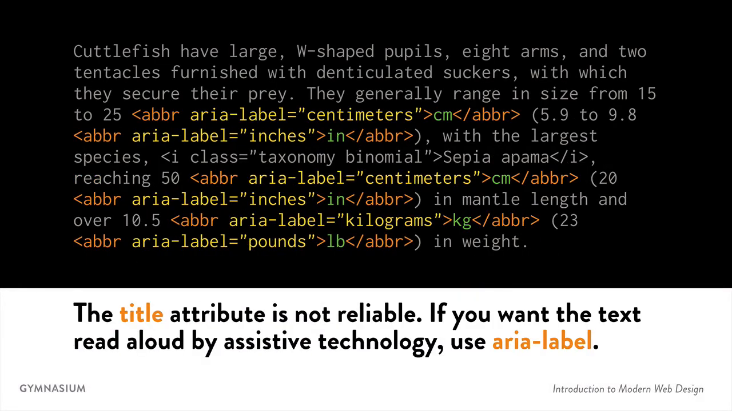Now, unfortunately, from an assistive technology standpoint, that title information is not read out to users, at least not reliably. Most screen readers ignore title attributes unless specifically instructed to read those out. In terms of assistive technology, if we want it to actually read out 15 to 25 centimeters or 5.9 to 9.8 inches, then we need to go an alternate route, and this is where ARIA label comes in.